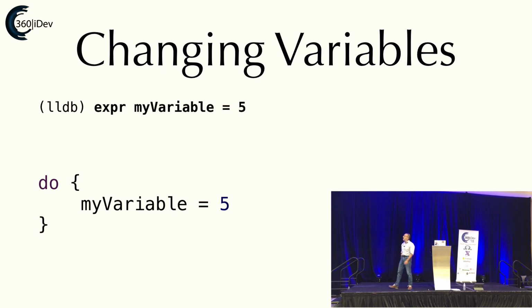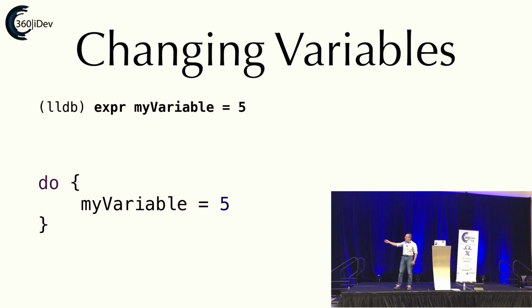Okay, here it is. We saw changing variables. We saw that instead of saying expr variable to print the value of the variable, I can add an assignment at the end and it actually runs that assignment. What it's really doing in Swift is putting two braces and calling do, so it creates its own scope and tells the debugger to execute the code that you type in after expr in its own scope.